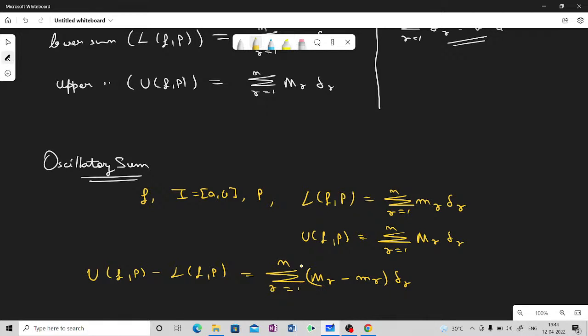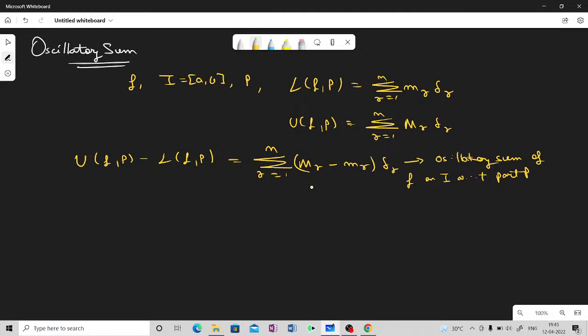This is called the oscillatory sum of f on I with respect to partition P, and is denoted as omega(f, P).